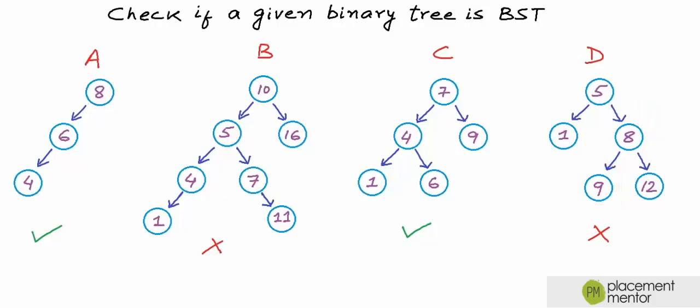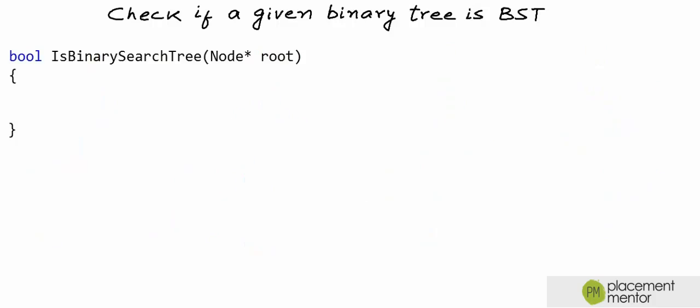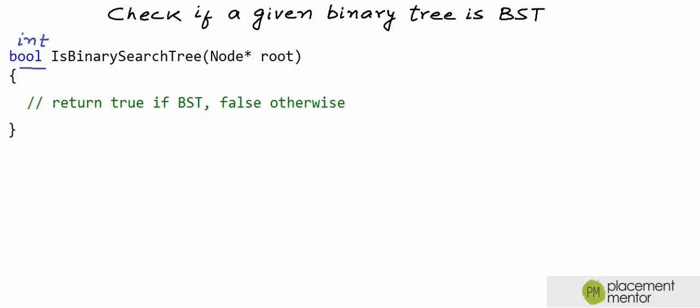So how should we go about solving this problem? Basically, I want to write a function that should take pointer or reference to root node of a binary tree as argument, and the function should return true if the binary tree is BST, false otherwise. This is how my method signature will look like in C++. In C, we do not have Boolean type, so return type here can be int. We can return 1 for true and 0 for false.